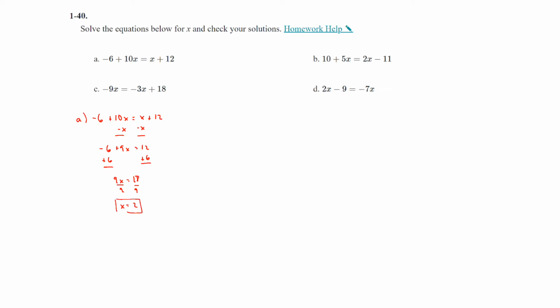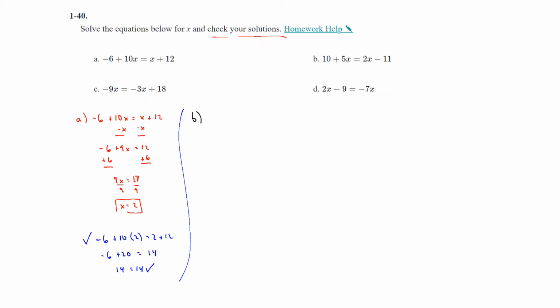And it does ask you to check your solutions, so to check your solution, you're going to plug in 2 wherever there's an x into the original equation, and then just simplify both sides. So we got negative 6 plus 20 is equal to 2 plus 12 is 14. Negative 6 plus 20 is 14. So 14 is equal to 14. As long as you're left with a true statement like that, that means that the answer is correct.